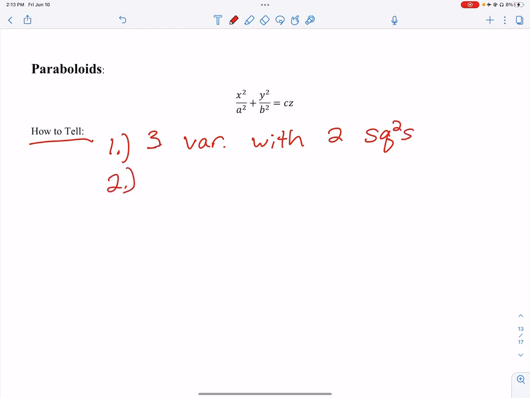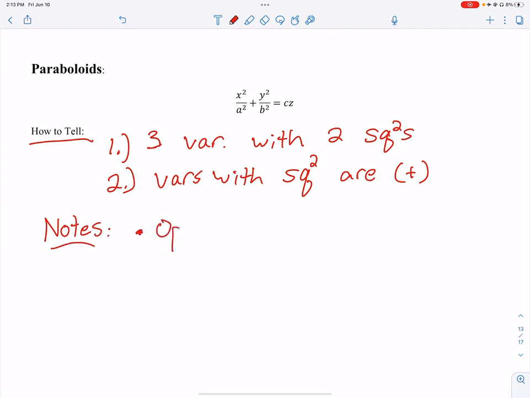The second thing is that the variables with squares are both positive. Couple notes.